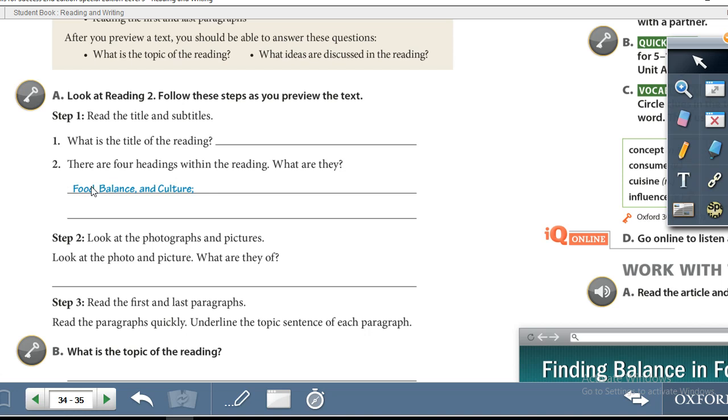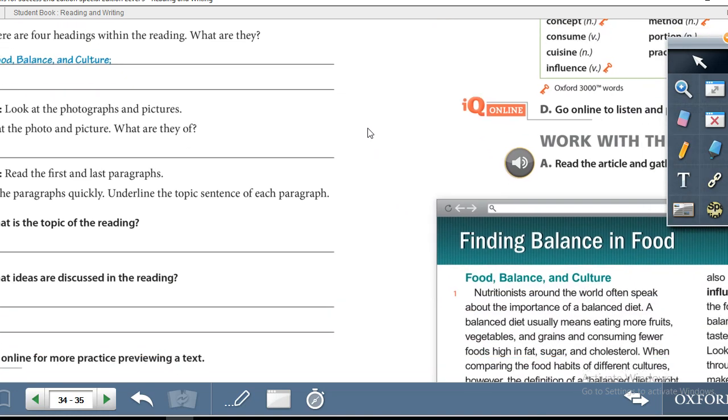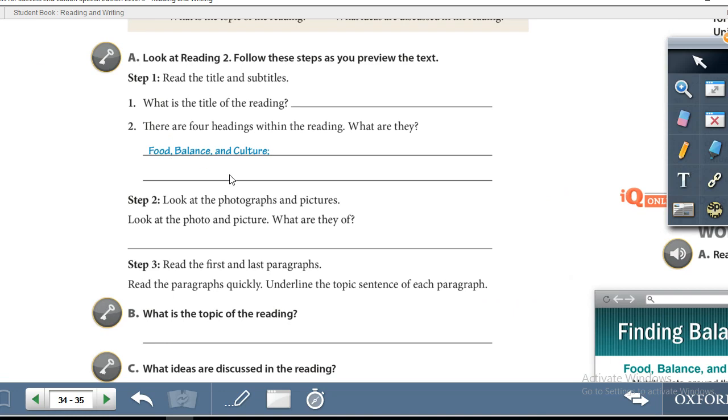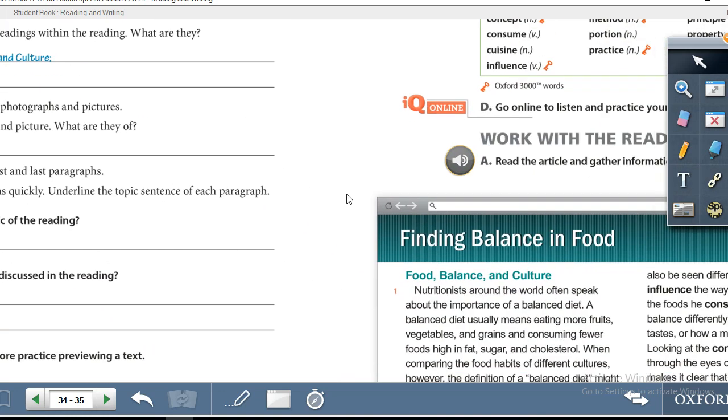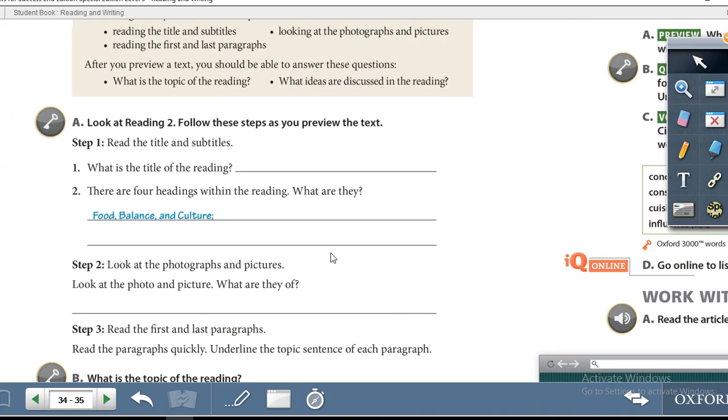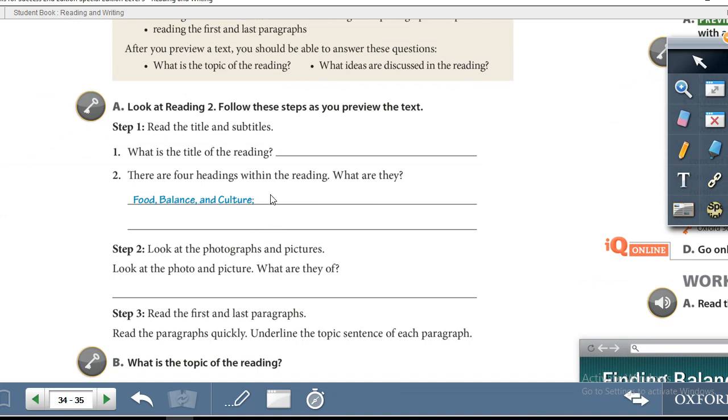Question number two, there are four headings within the reading. What are they? So as you can see, they have given you the first answer, right? The first answer is food, balance, and culture. Immediately in the example, they have written food, balance, and culture. Now, the next one, the next title will be written in the same order, and it will be probably numbered as number 2 because this is number 1. So that is how you will answer this particular question.